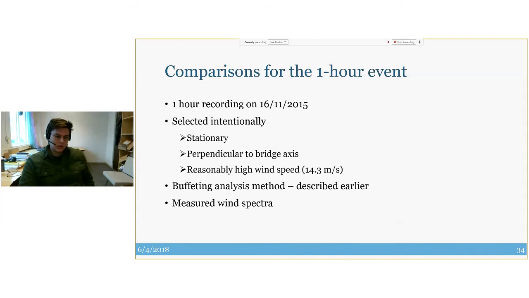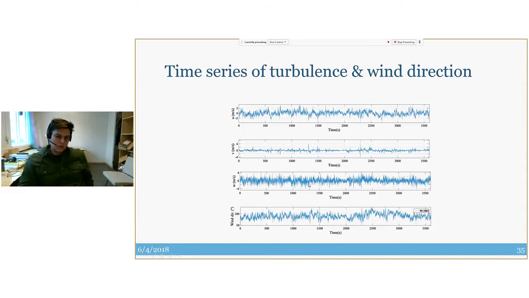And we used the same prediction method that I described earlier, but instead we used the measured spectra directly from the measurements. So this is the time series of turbulence and wind direction. You can see that this is 1 hour long, and it is very stationary. You also see that the mean wind direction is perpendicular, and that is also rather stationary.